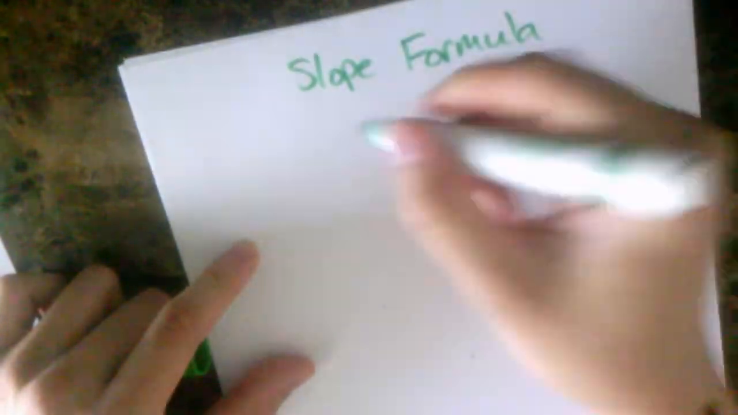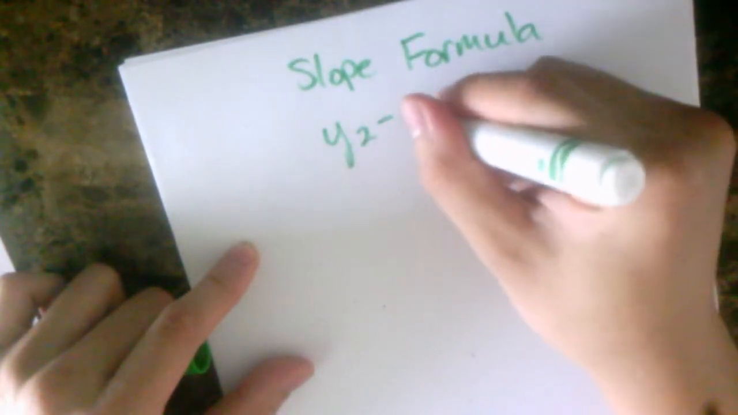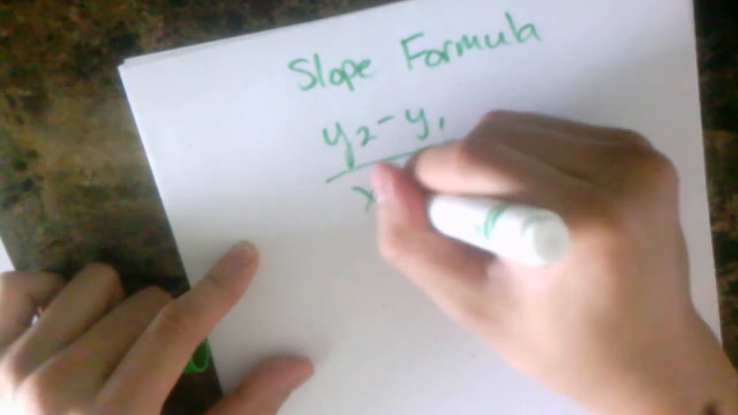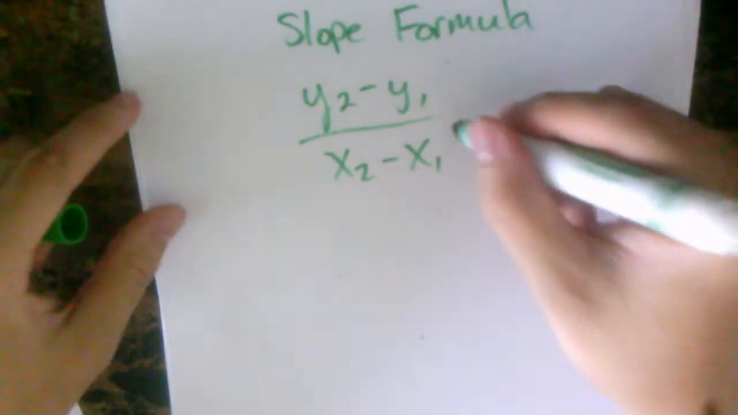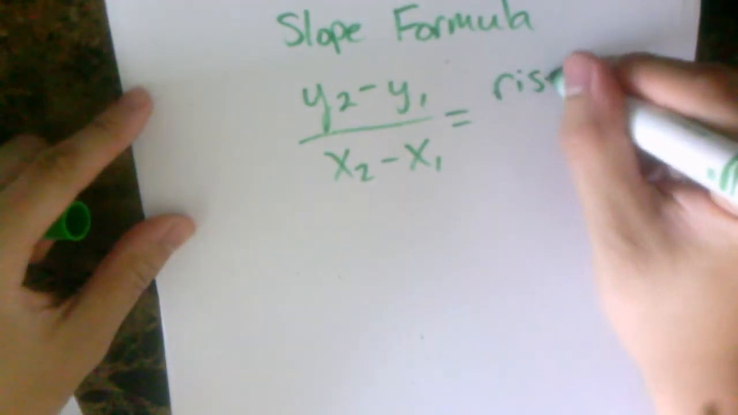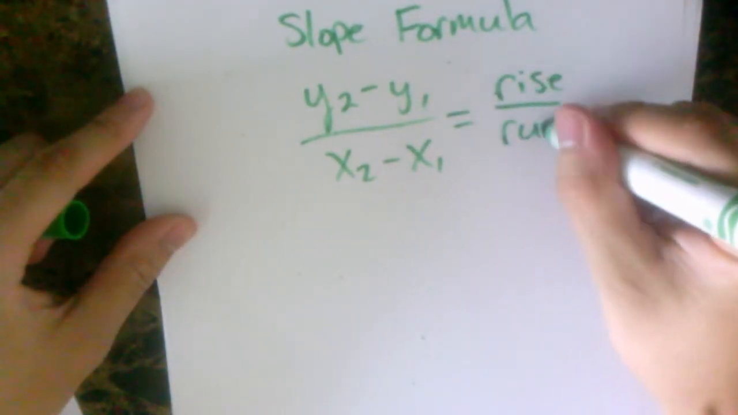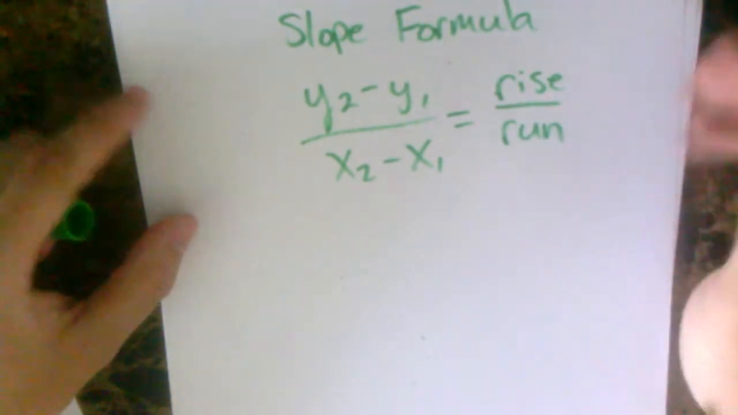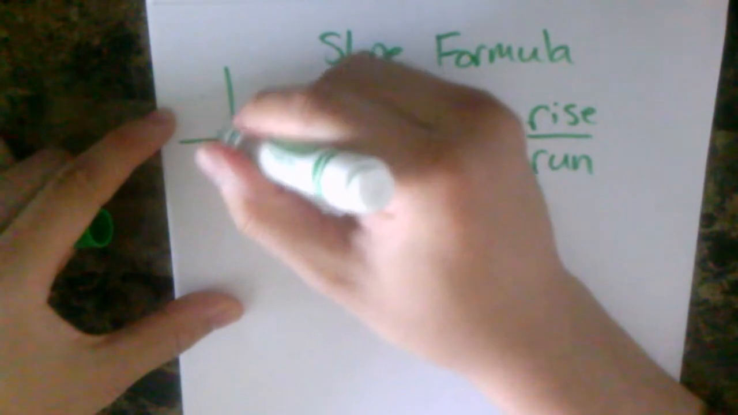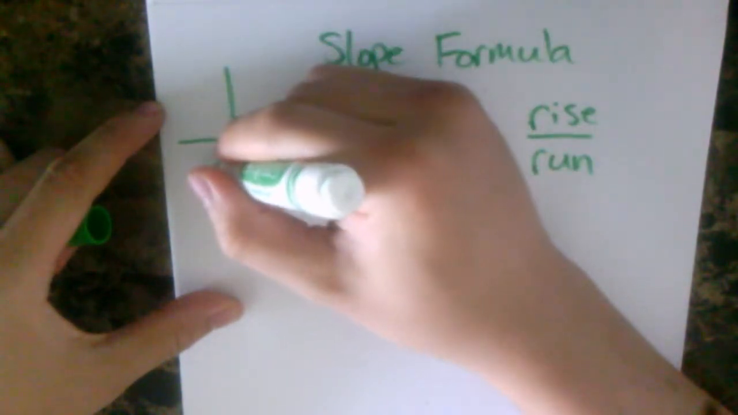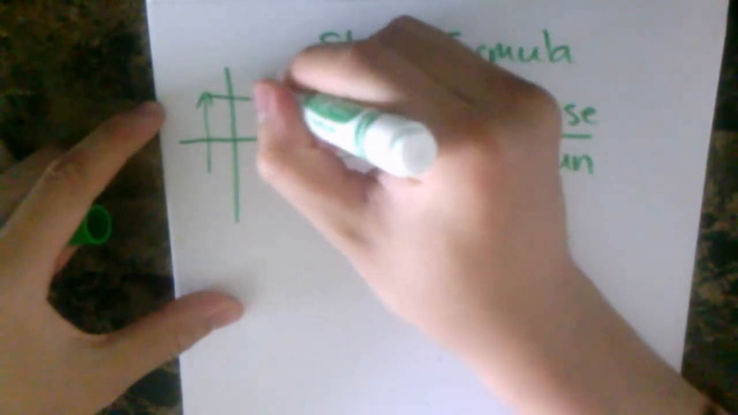Slope formula is just y2 minus y1 over x2 minus x1. And remember, this is just the same as saying rise over run. If you ever forget this slope formula, you always know it as rise over run, so it's just how far up you go, and how far over you go.